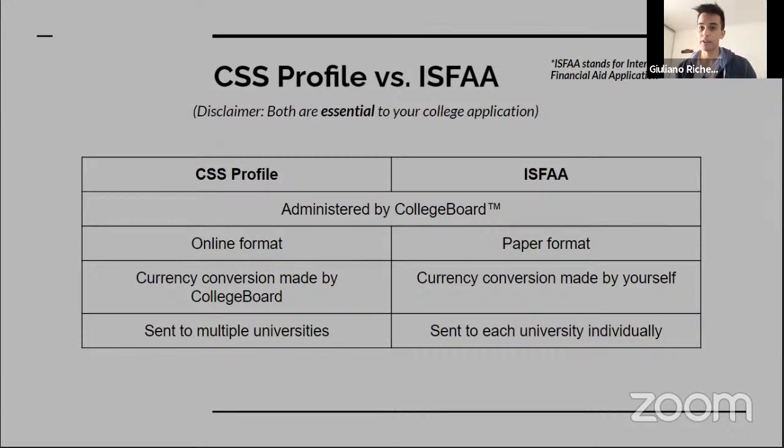Then the CSS Profile is individualized, and you have to choose to which universities you're going to send that document. So the same CSS Profile will be sent automatically to all of the universities that you select. Instead, for the ISFAA, you have to send the documents to each university individually, either through email to the financial aid office or through a financial aid submission website. You'll have to check that individually with your university of choice.